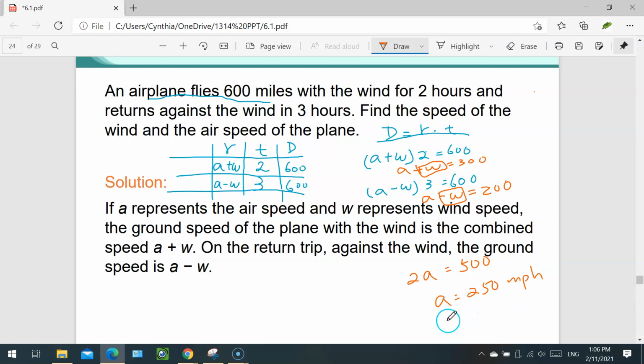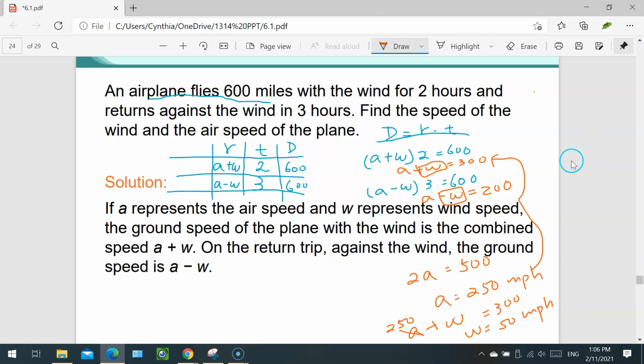We solved for a, so we can find the w, right? A plus w is equal to 300. We can plug this number back into this equation. So from here, we can solve for w, which is 50 because a is 250. So that means the rate of the airplane is 250 miles per hour. The rate of the wind is 50 miles per hour.